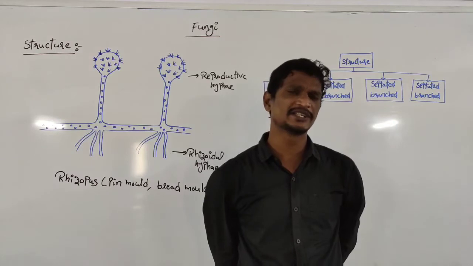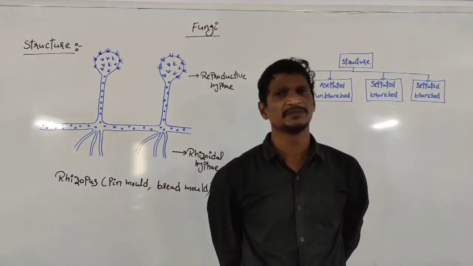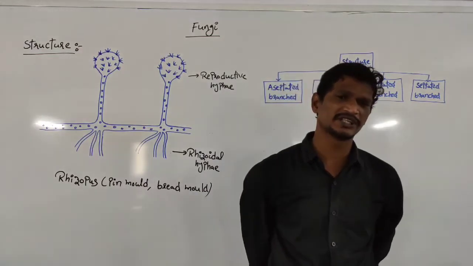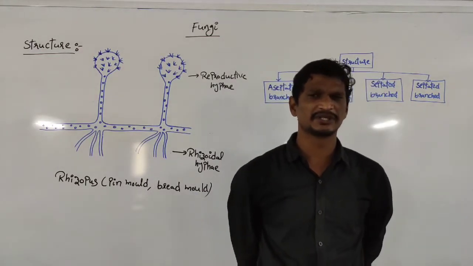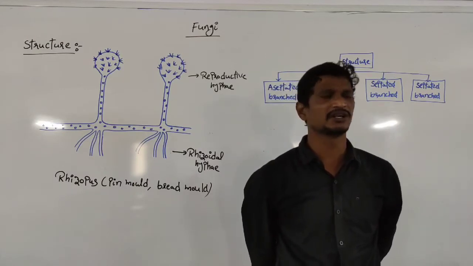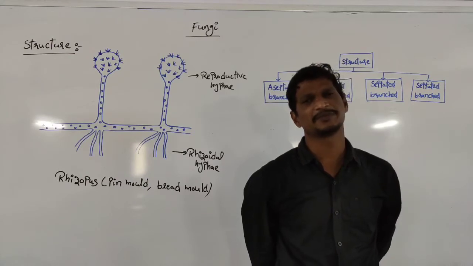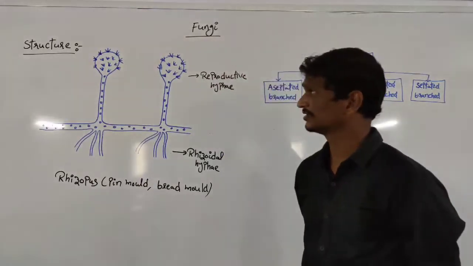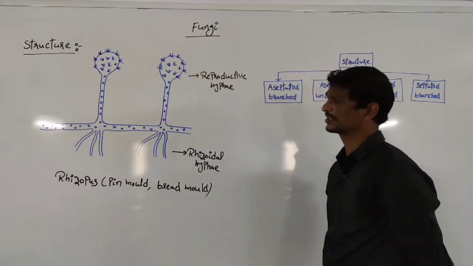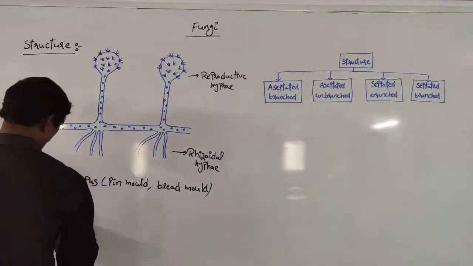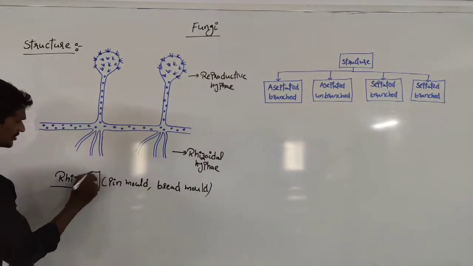Mycelium is the major body of the fungi. Mycelium is formed by a group of hyphae. Especially three types of hyphae are present within the fungi, and these three types combined form the mycelium of the fungi, or the main body of the fungi. So if we discuss the structure, this is one of the Rhizopus. We know about that Rhizopus.